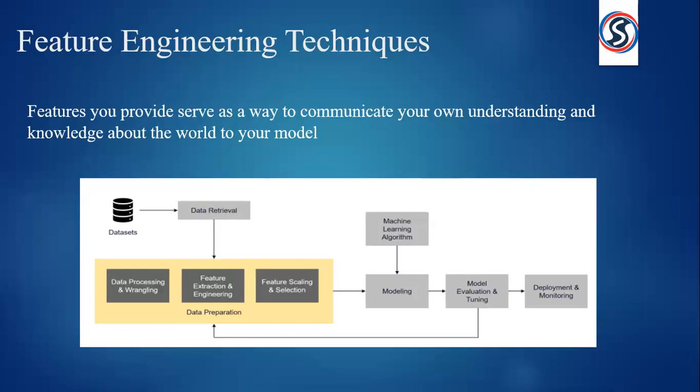I can put it in other words like this: the features you provide, when you are doing feature engineering, serve as a way to communicate your own understanding. As humans, we have a certain understanding of the data, right? So it helps us communicate our own understanding and knowledge about the world to the model which you are creating. Each feature describes a kind of information, a piece of information which we are getting from the complete data set.